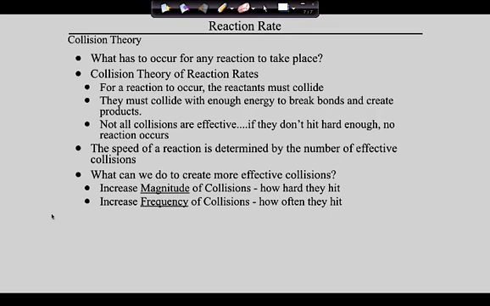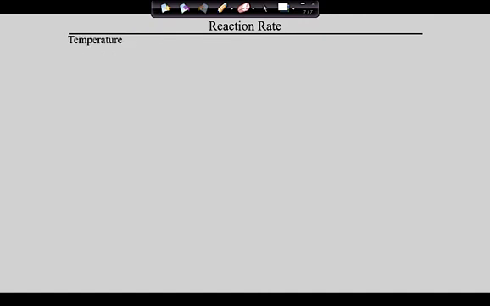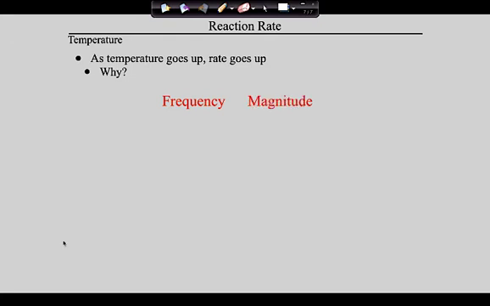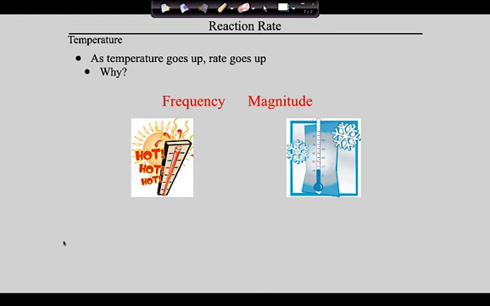Well, we actually have three different things that we can do. One of the things that we can do to make the rate go up, because there's more effective collisions, is increase the temperature. As the temperature of a reaction goes up, the rate goes up. So the question is why? Does it make the reactants hit more frequently? Or does it make them hit harder, higher magnitude? Well, let's take a look.